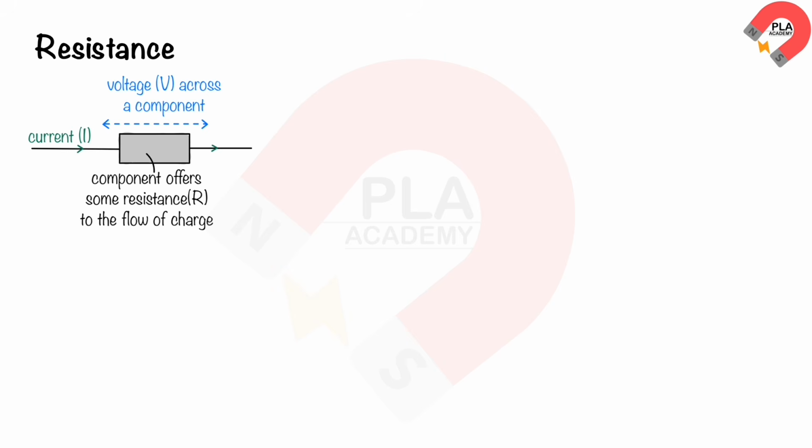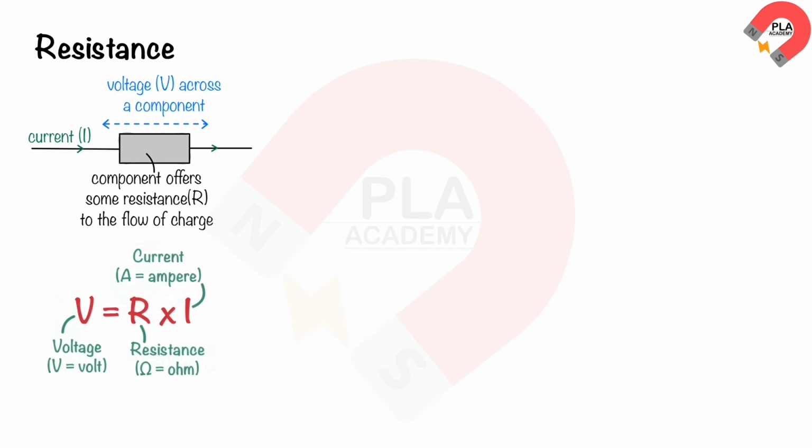Resistance. We measure the resistance, R, of a component by comparing the size of the current, I, in that component and the voltage, V, applied across its ends. Voltage, current and resistance are related as follows. Voltage, V, in volts equals resistance, R, in ohms times current, I, in amperes. We measure resistance in units called ohms. 1 ohm is 1 volt per ampere.